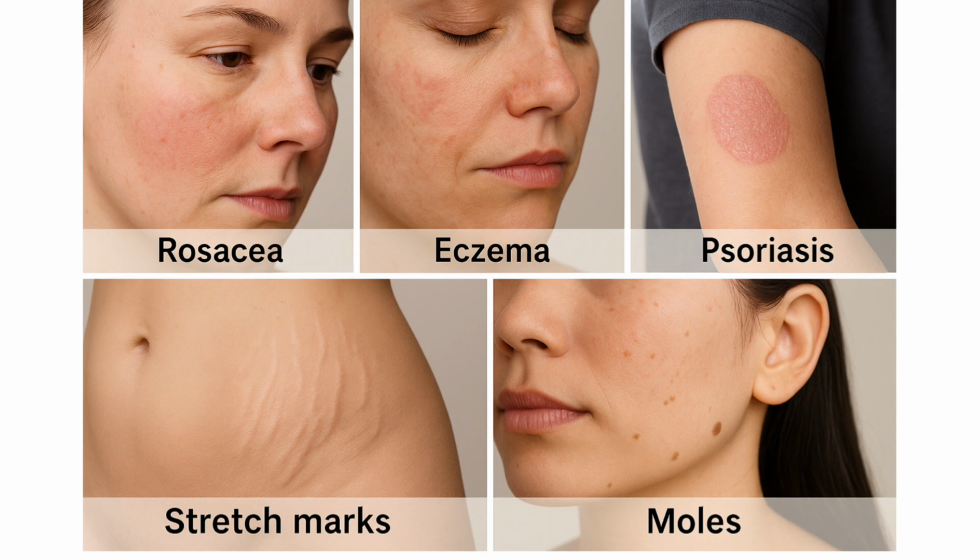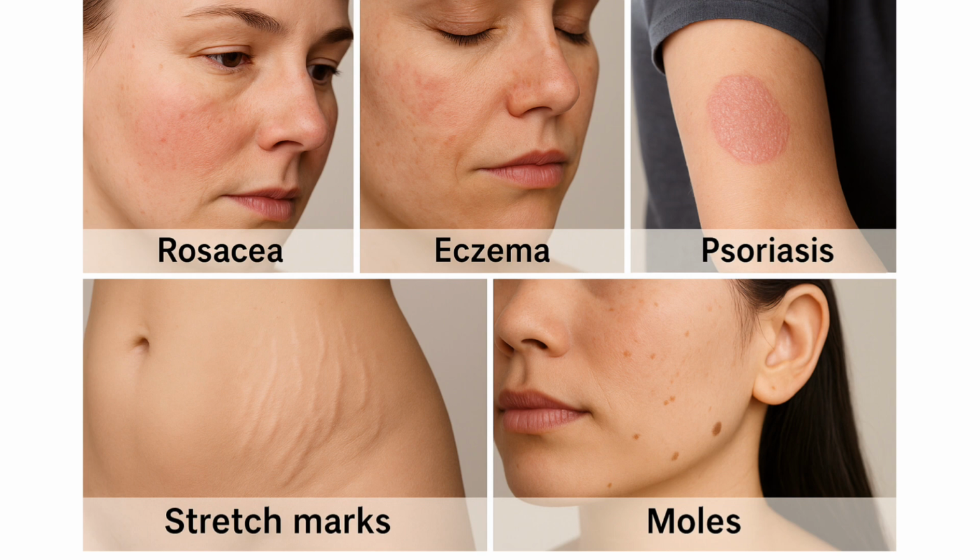Psoriasis, a disease that causes thick, scaly patches of skin. Example: psoriasis can appear on the elbows or knees. Stretch marks, long, narrow lines on the skin from stretching or growth. Example: she got stretch marks after her pregnancy.